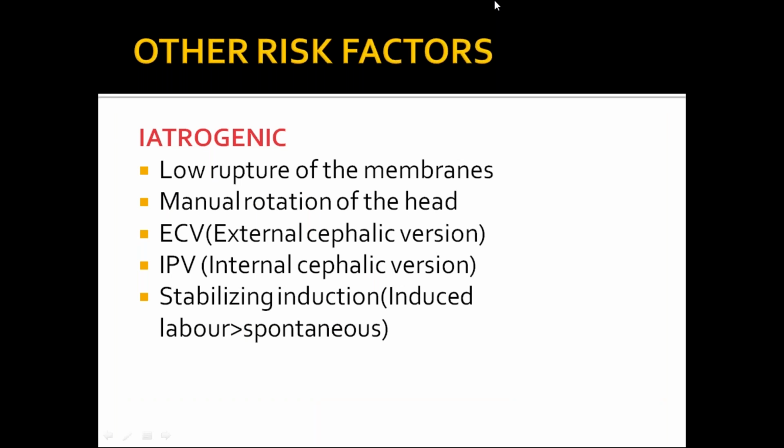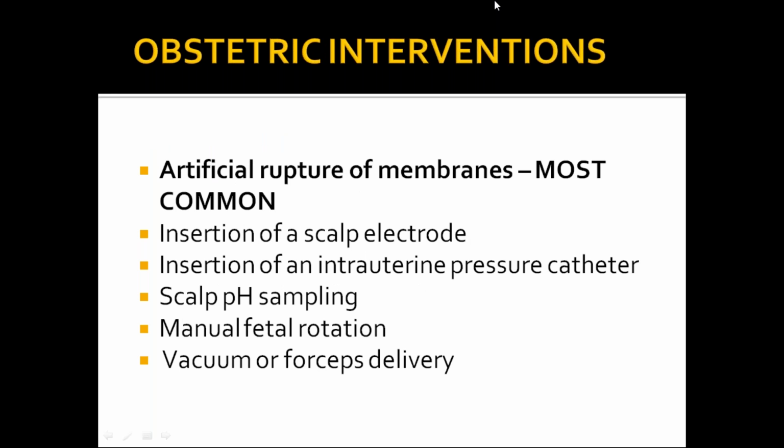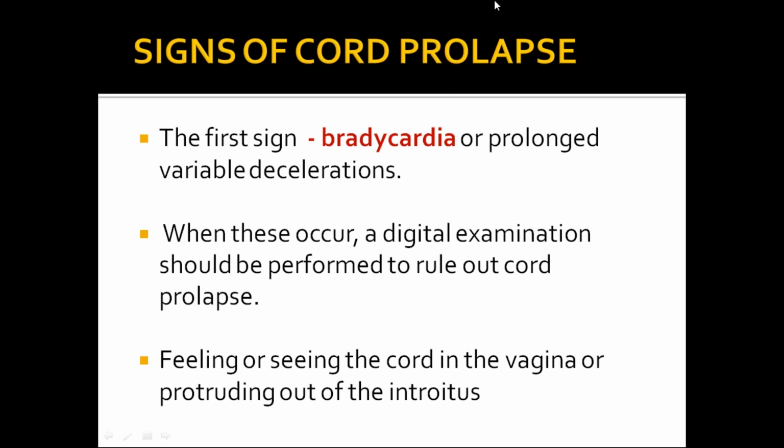And sometimes, even the doctor can iatrogenically rupture the membranes. And sometimes external cephalic version, rupture of membranes can lead to cord prolapse. Internal cephalic version too. Always stabilize the presenting part before doing ARM. That is a precautionary method we have to do. Artificial rupture of membrane, most of the time, whenever the cord prolapses, the first sign will be bradycardia or prolonged variable deceleration.